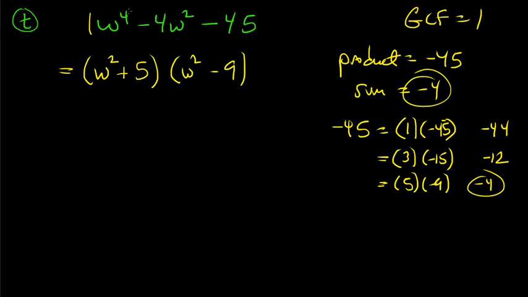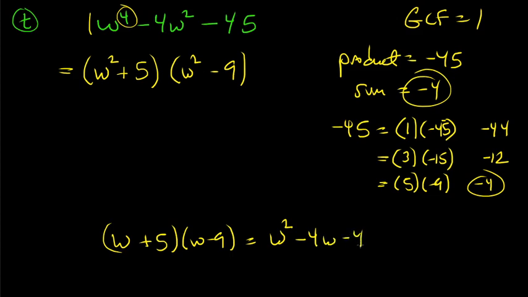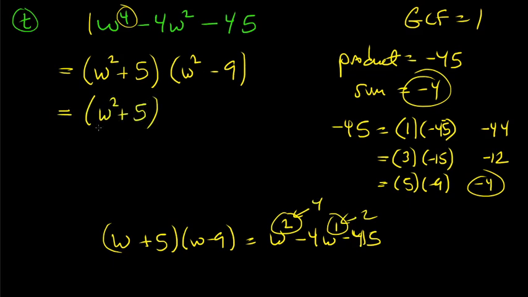Why w squared? Because w squared times w squared is w to the fourth. It's not (w + 5) times (w − 9), because you can check, this would give you w squared minus 4w minus 45. So correct numbers, but the exponents are wrong here. This should be a 4 and this should be a 2. So that's why it's w squared and not just w. All right, w squared plus 5 is prime, so we're done with this. We don't have to go any further with the w squared plus 5.